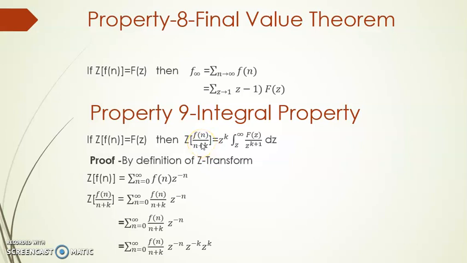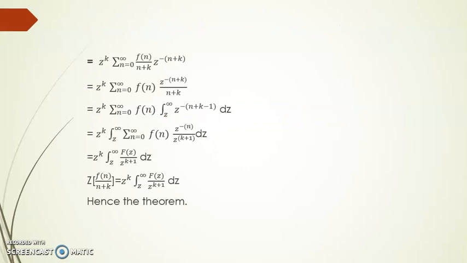Take the LHS part and apply the definition of Z transform. So we have f(n) upon (n plus k) into z power minus n. Again we try to bring (n plus k) to the power of z to the power minus n, so we adjust the term z power minus k into z power k. After adjustment, take z power k outside of the summation sign. So we have f(n), taking n plus k in the denominator of z power minus (n plus k). So bring this term in the form of an integral with limit z to infinity.